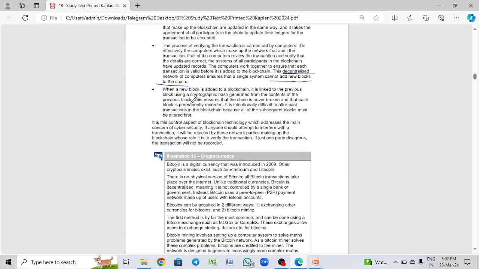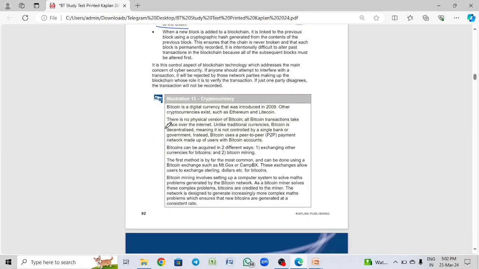This again talks about the immutable ledgers. We have an example of cryptocurrency, like I told you, a classic example of blockchain technology: Bitcoin. Nowadays we generally have investments in cryptocurrency.